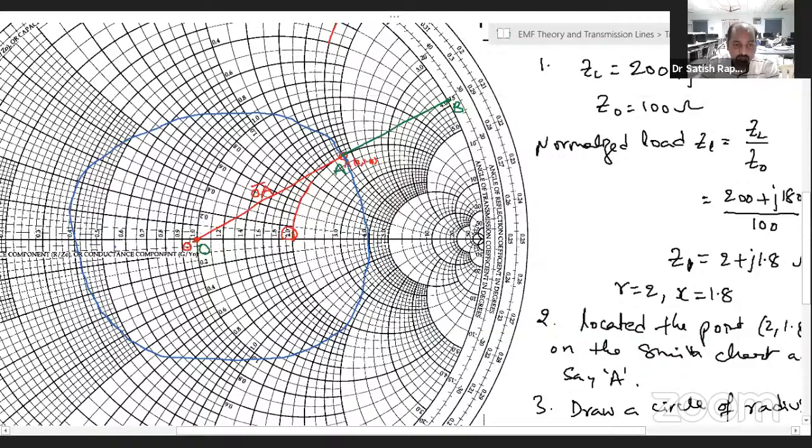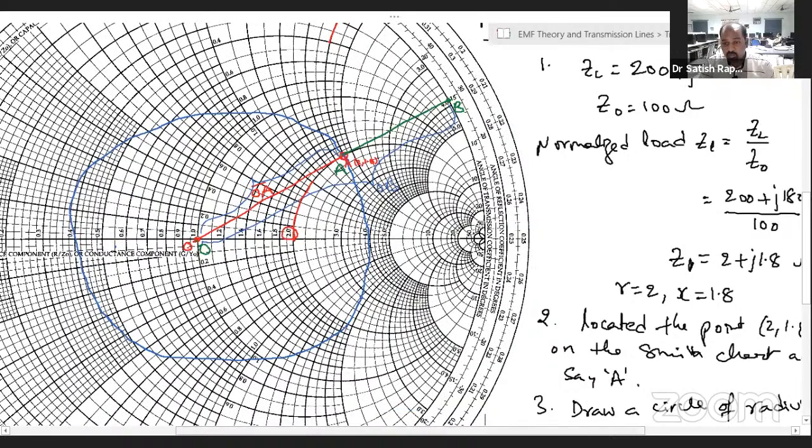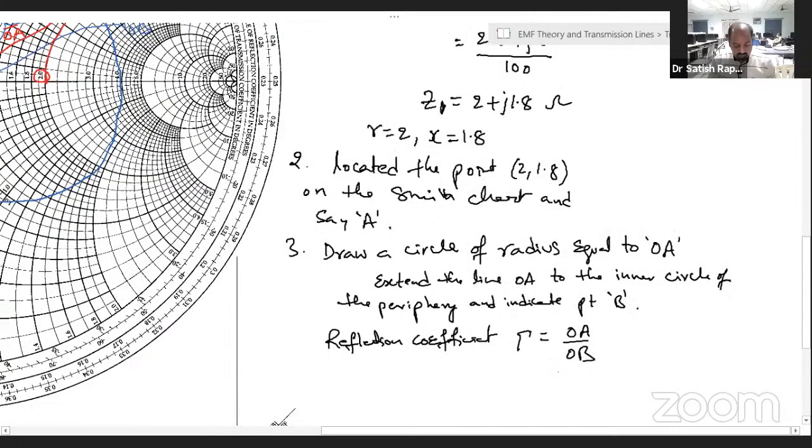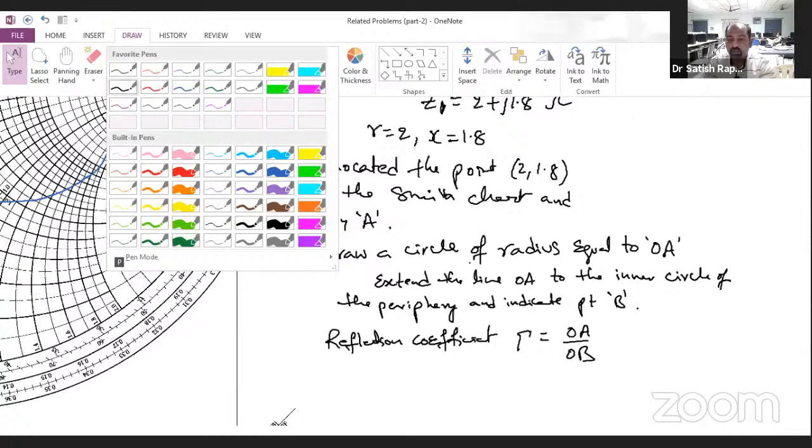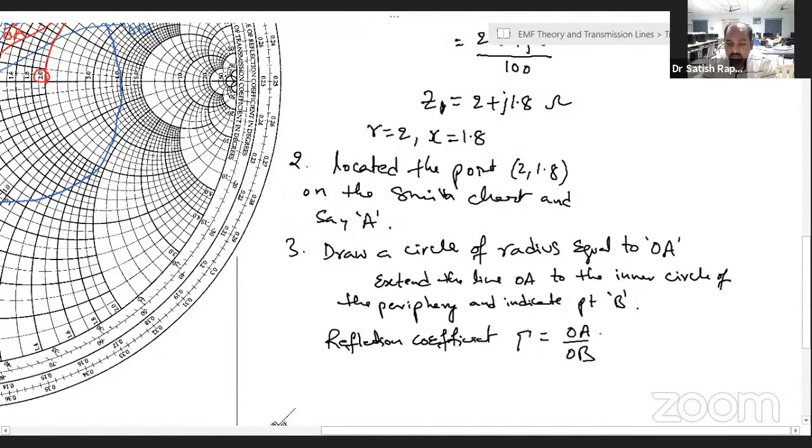This one is OA, from here to here, and OB is from here to here. So therefore, OA by OB, whatever value you get, note it down there, and you will get the answer.